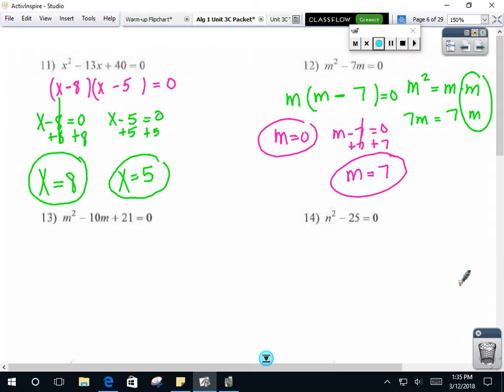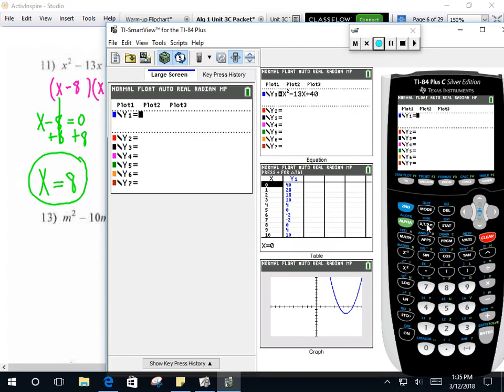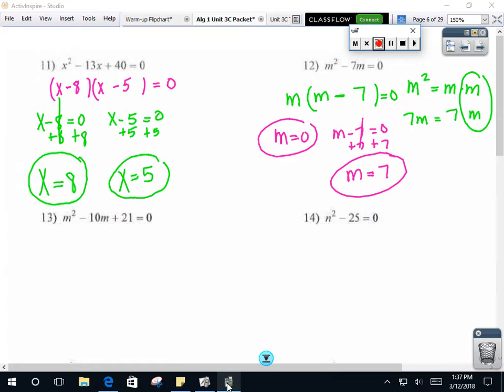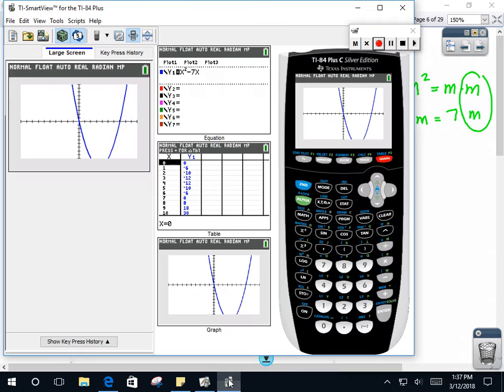And just like always, we can graph it. If I go to my y equals screen and type in x squared minus 7x, look what will happen. Y equals x squared minus 7x. It's frozen on the minus. Okay, you go ahead and graph it. X squared minus 7x. Okay, so when we graph x squared minus 7x, it looks like this.